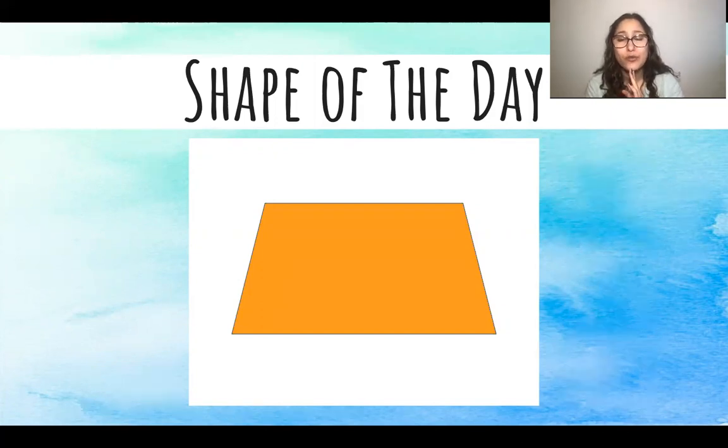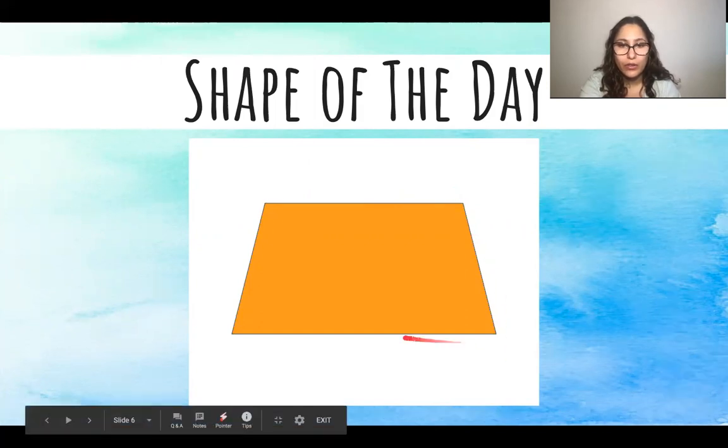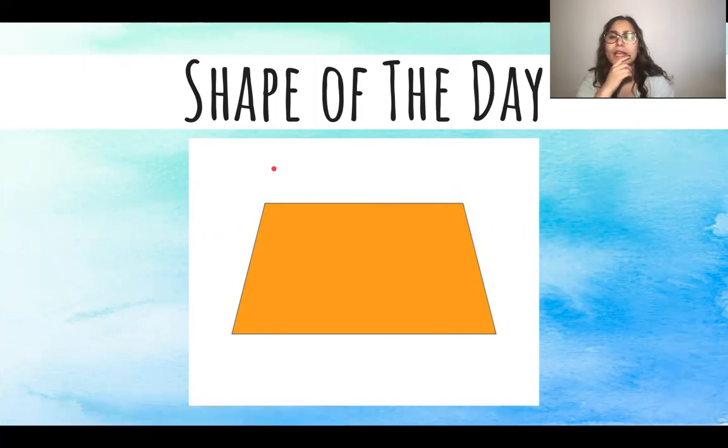I remember that on our Zoom call, Trinity told us that this shape has 4 sides. Let's count it. 1, 2, 3, 4. It has 4 sides. But these sides are not straight. These 2 sides are diagonal. Say it with me, diagonal. They are diagonal lines. This shape has 2 diagonal lines. 4 sides, but 2 sides are diagonal.